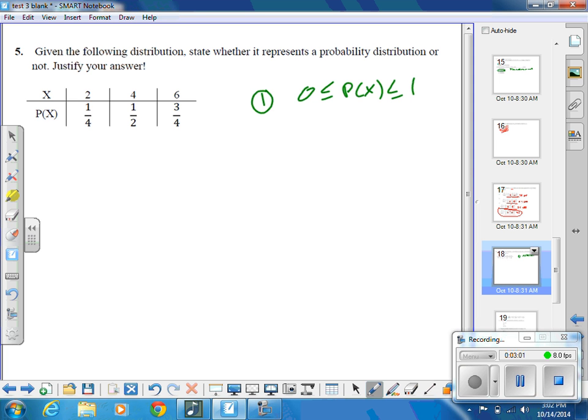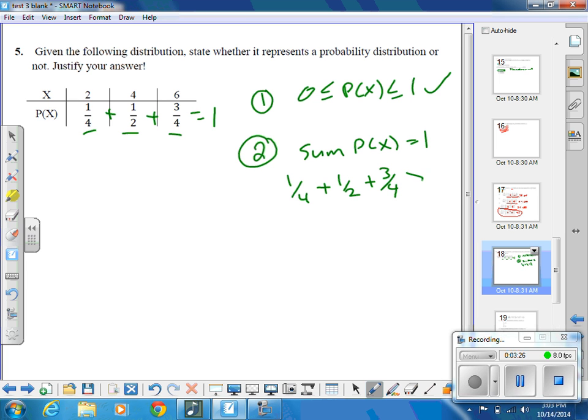Okay, let's look at these. 1/4, 1/2, 3/4. None of those are bigger than 1, so that has been met. Let's look at 2. 2 says that these have to add up to equal 1. Well, guess what? They don't. The sum of P of X has to equal 1. It doesn't in this case because 1/4 plus 1/2 plus 3/4 is greater than 1. So, it's a no. Big ol' no. And I justified my answer by showing that those added up to be greater than 1. Okay.